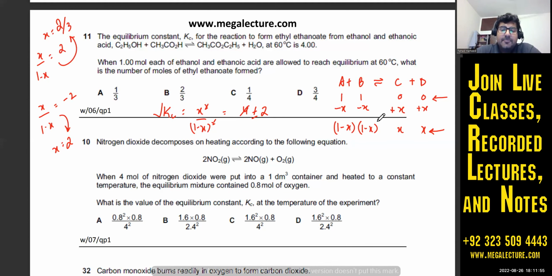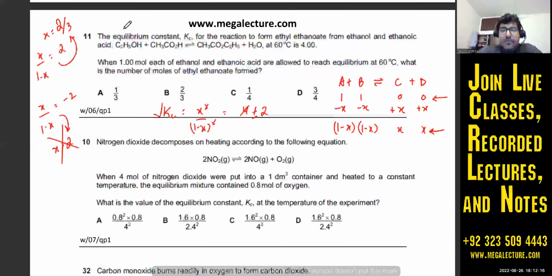So anyways, one of them is wrong. If you substitute one of them, that's 2. If you put 2 over here, your equilibrium moles of A are going to come out to be -1 moles, which makes no sense whatsoever. So this one is giving us equilibrium moles in negative.